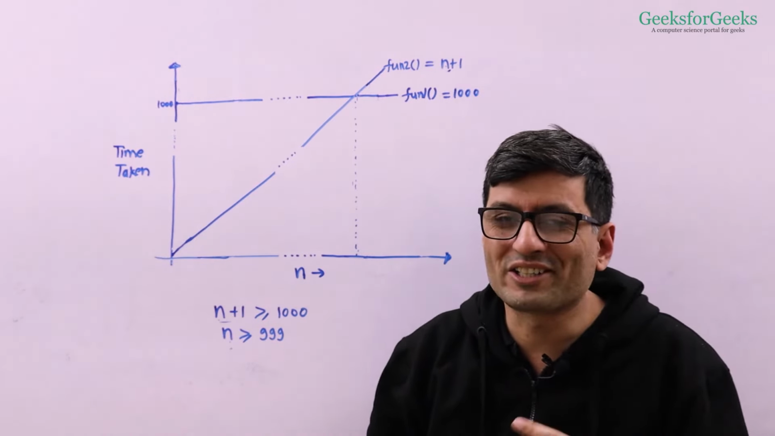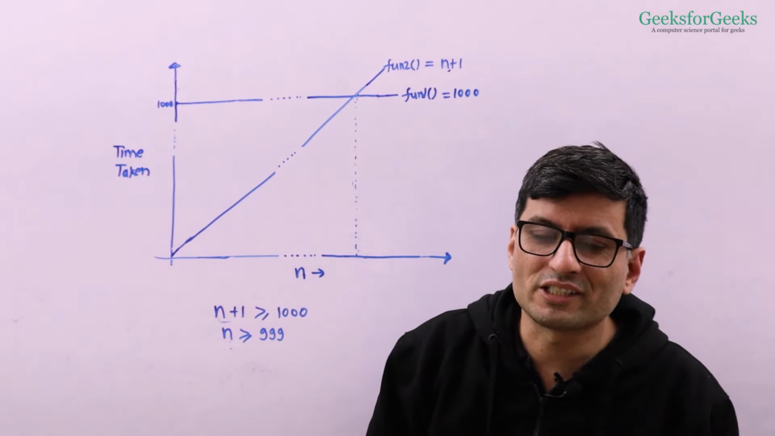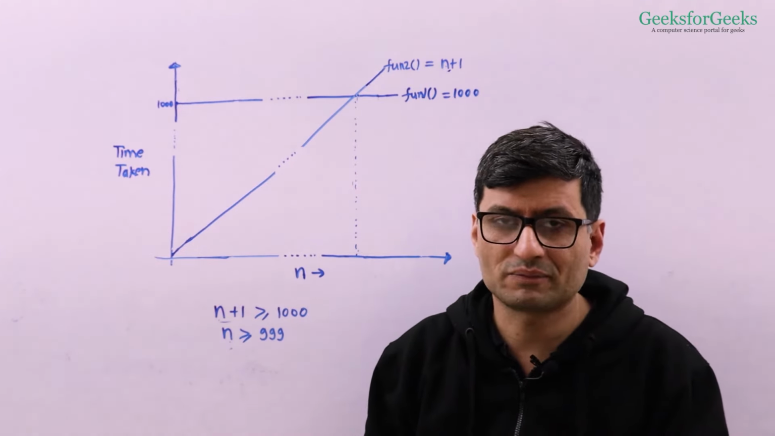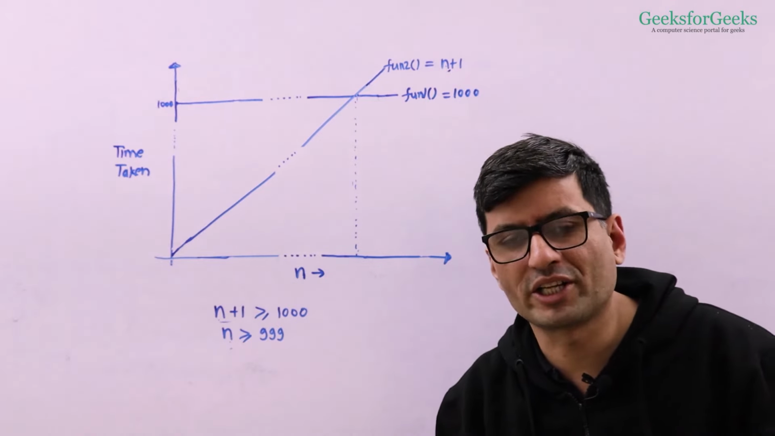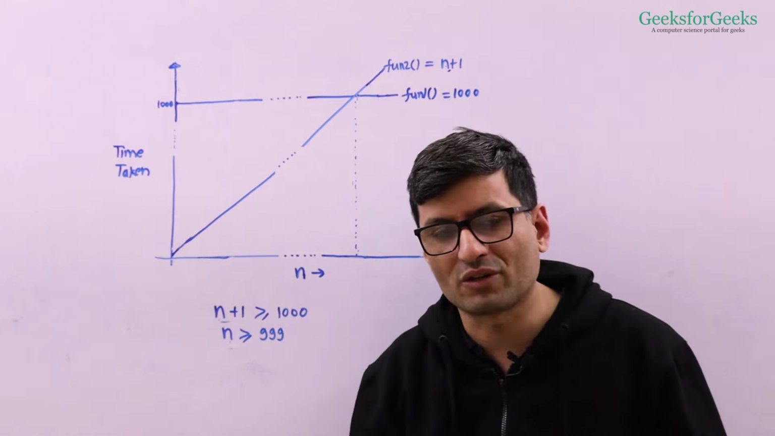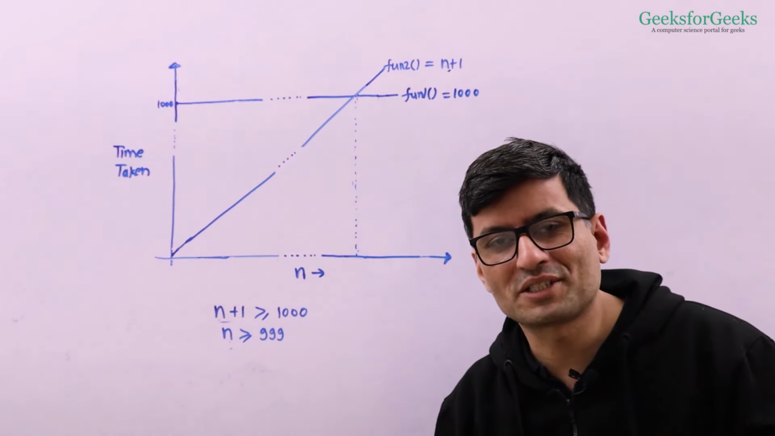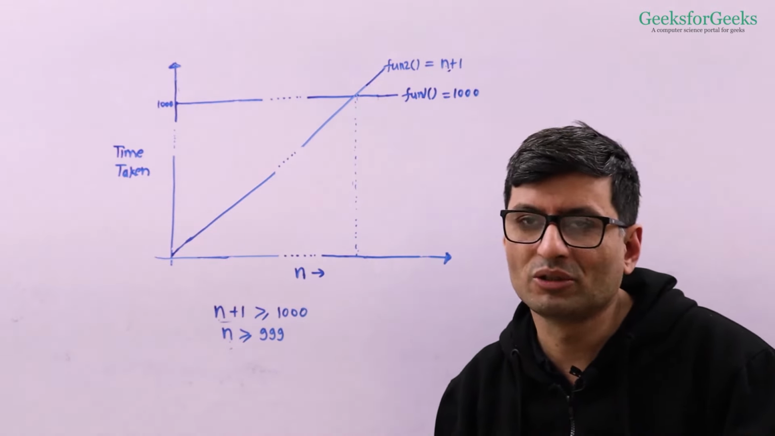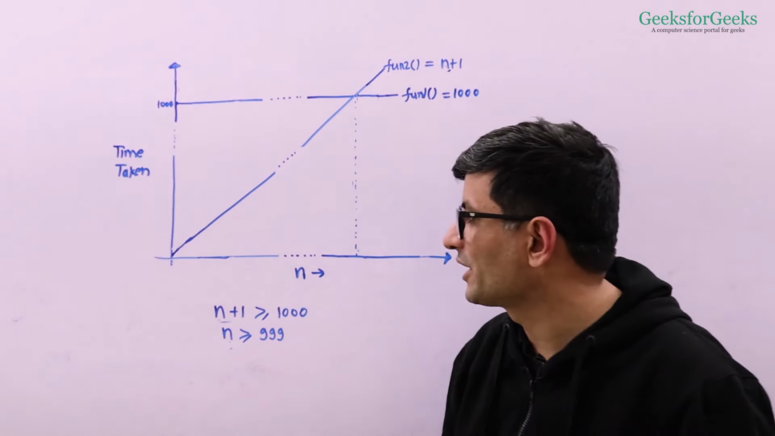So that's the great thing about asymptotic analysis and asymptotic notations. We are going to see mathematically also why it is true that if something has a higher order of growth, then it always has a higher value after a certain value of n. We'll discuss how it is mathematically true.